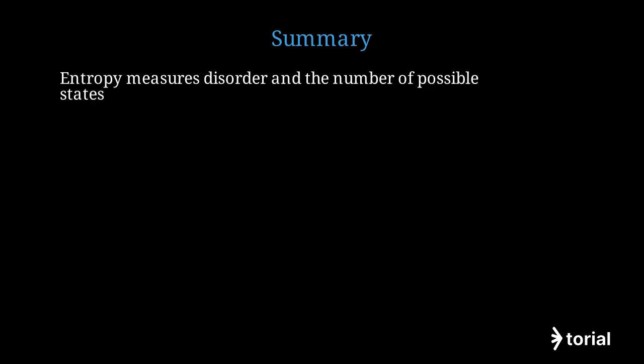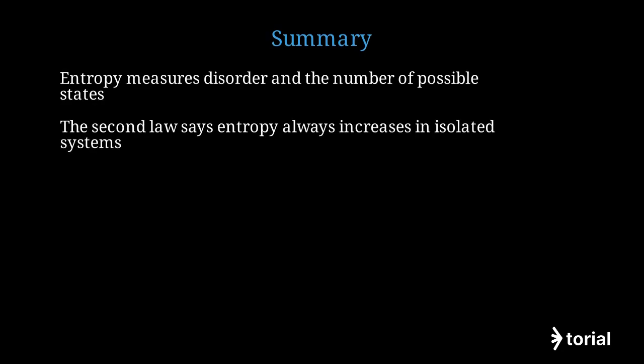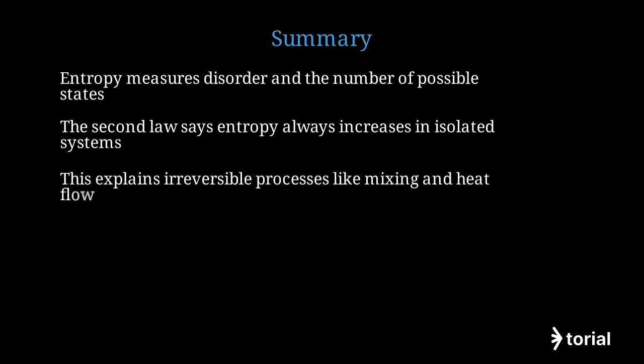Let's recap the key concepts about entropy. Entropy is a measure of disorder that counts the number of possible microscopic arrangements in a system. The second law of thermodynamics tells us that entropy can only increase or stay constant in isolated systems. Entropy explains why many natural processes are irreversible, like mixing, heat flow, and why time has a direction.